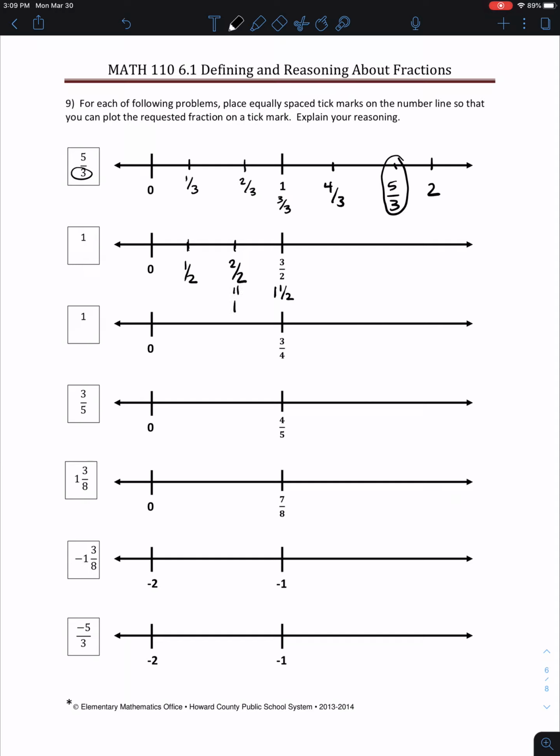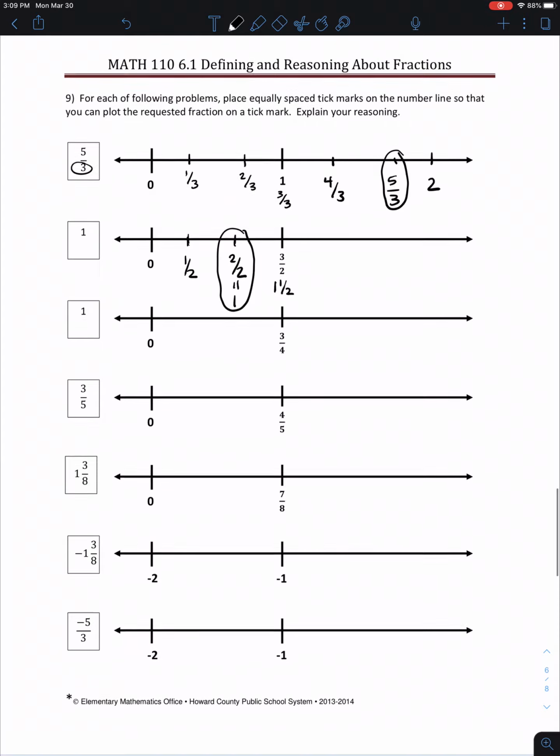but 2/2 is the same thing as 1. So there would be the answer that I'm looking for. So number 1 would look like right there on the number line. All right, so again, try the rest of those on your own. We'll see how you do.